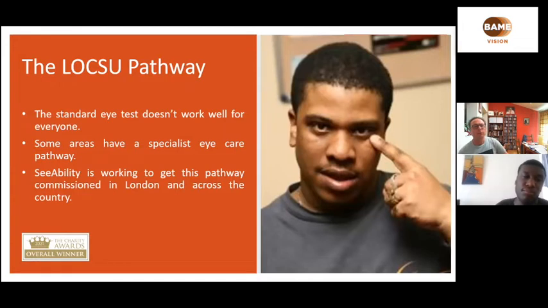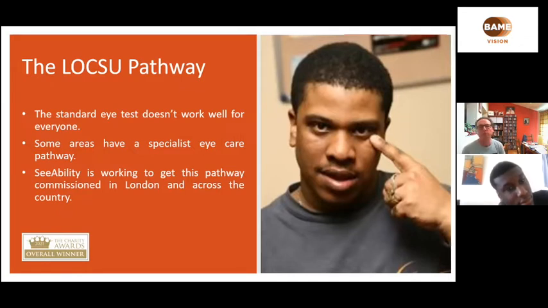So something else that SeeAbility is working hard on at the moment is something called the LOXU pathway, or also known as Easy Eye Care. And this is a recognition that the standard eye test doesn't work for everybody. Sometimes an eye test is limited in terms of time available. And as we've been hearing, that doesn't work well for everybody who is autistic. Some people do need a longer appointment.